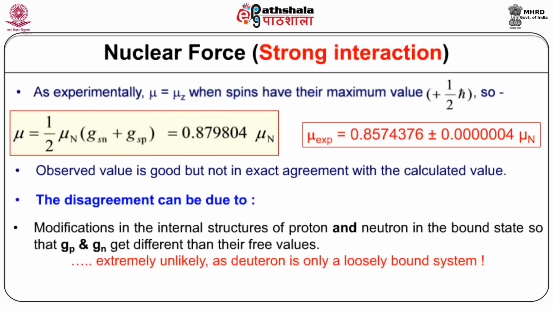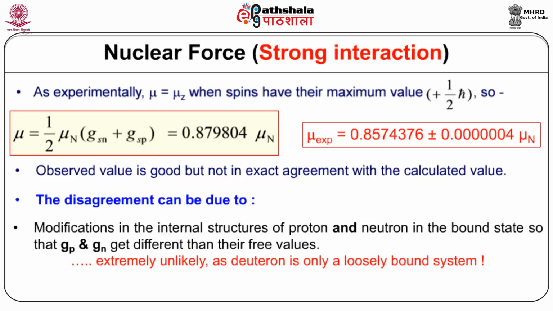So here also we would like to find the magnetic dipole moment, which is equal to mu z when the spins have their maximum value, that is ms is equal to I, and that is equal to plus h bar by 2, which is the maximum value of spin. Mu is given by 1 by 2 mu n (GSN plus GSP), that is equal to 0.879804 mu n.